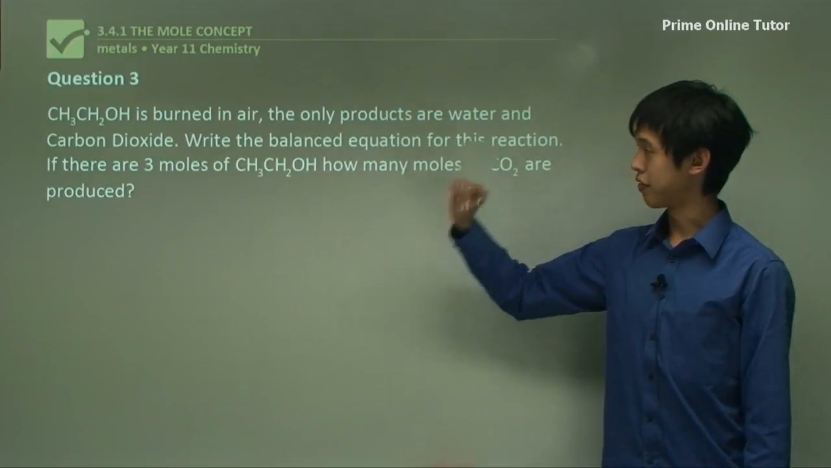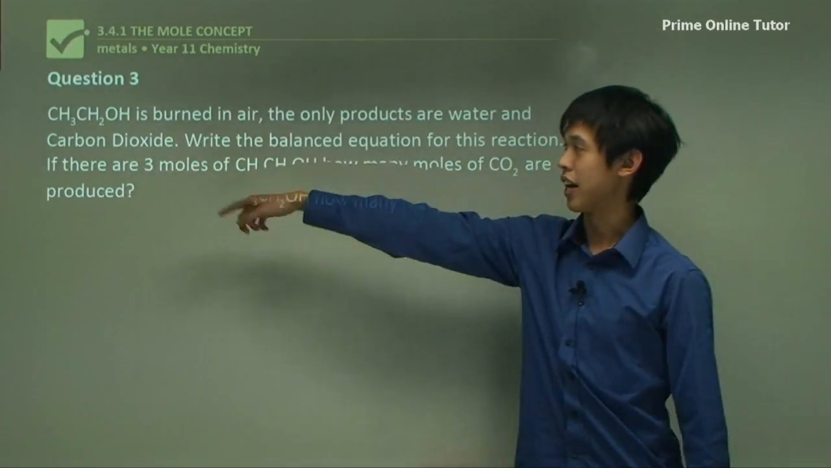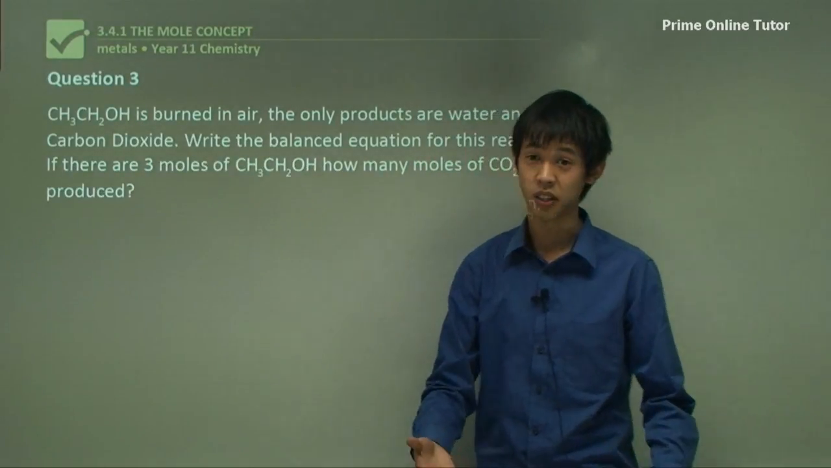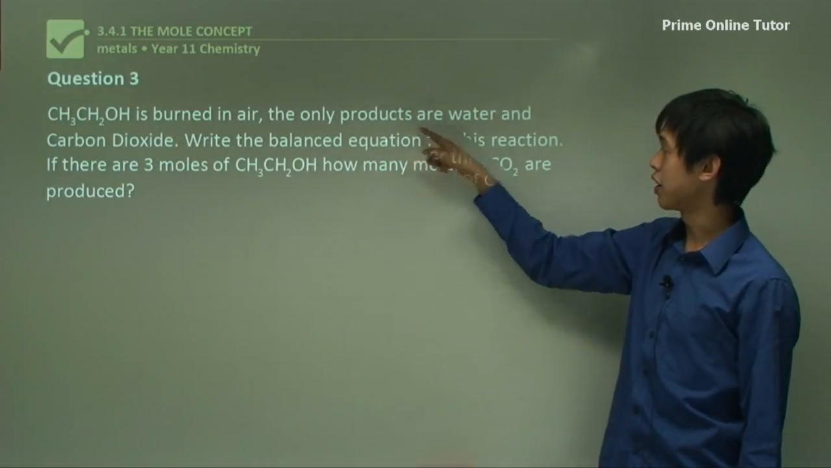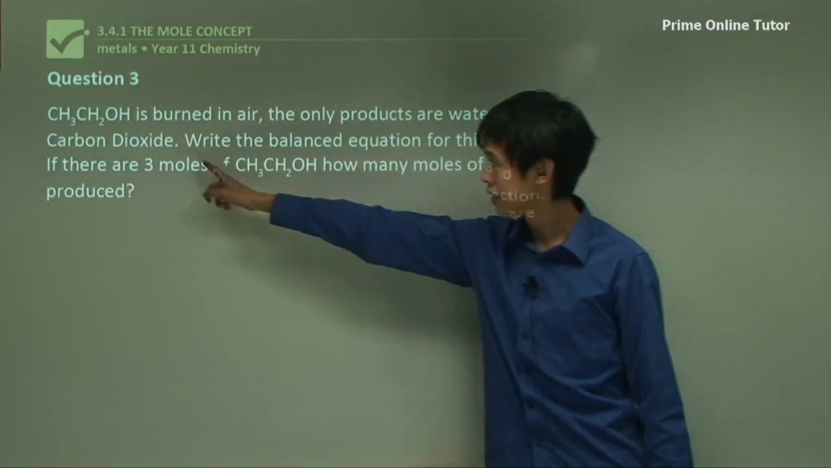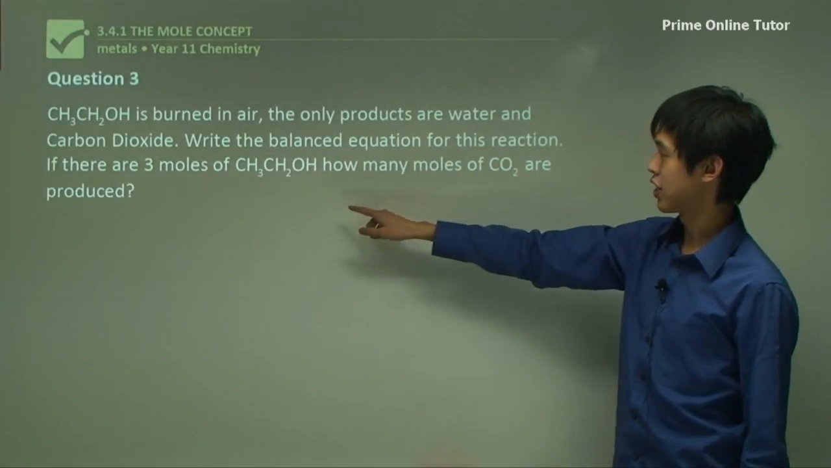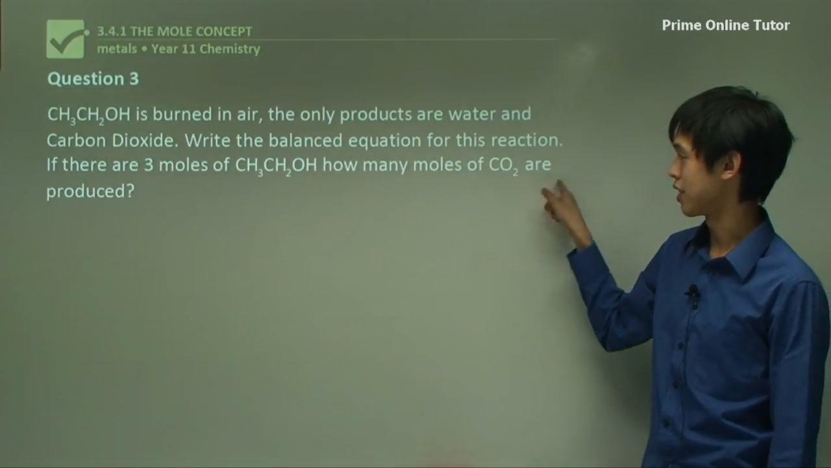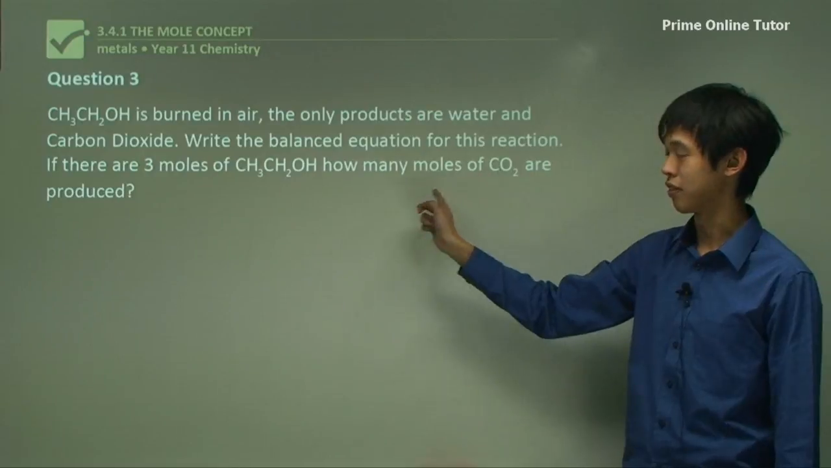So now we have this thing burned in air. This is actually ethanol, or the alcohol that is in alcoholic beverages. So that's burned in air. The only products are water and carbon dioxide. So write the balanced equation for this reaction. And if there are 3 moles of this substance, how many moles of CO2 are produced? So 3 moles of this ethanol, how many moles of CO2 are produced?